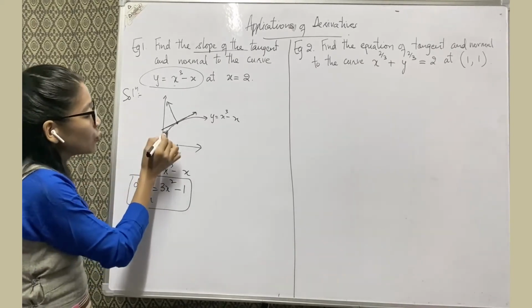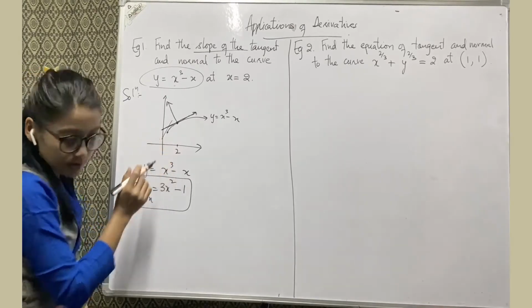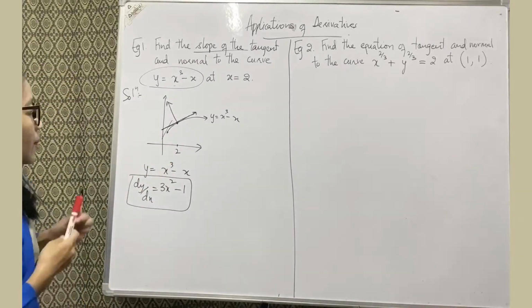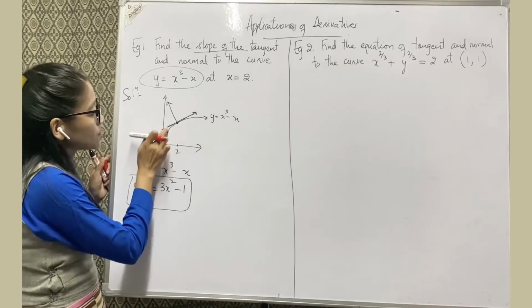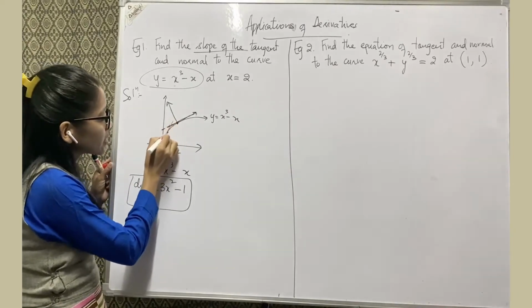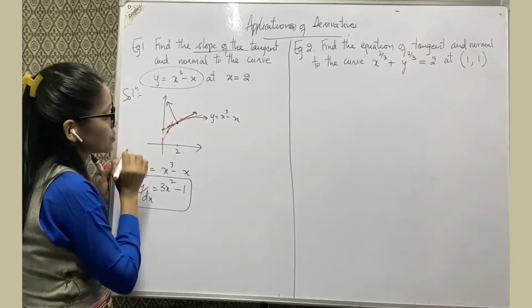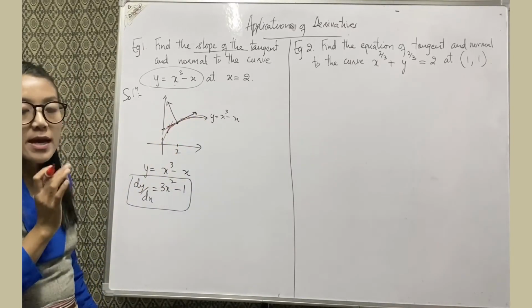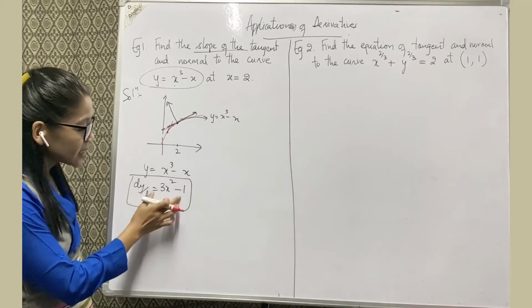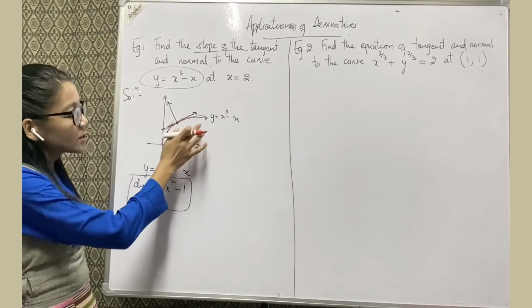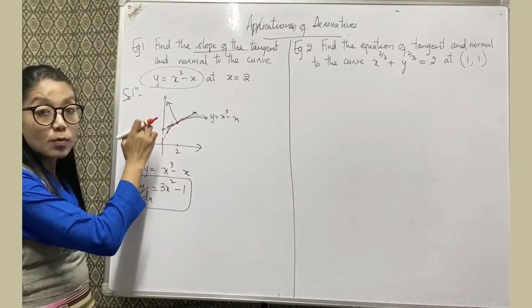Okay, now at this point you will get a tangent. Okay, I'll use another colored pen. So at this point you will get a tangent, at this point you will get a tangent, at this point you will get a tangent, right? So there are infinitely many tangents. So dy by dx is the general slope of all the tangents. So this gives us the slope of all the tangents.